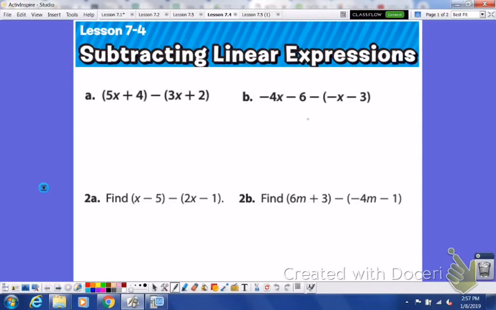Alright, lesson 4 is very similar to lesson 3, where we were adding linear expressions. Now we will be subtracting linear expressions. The only difference is that we have to distribute a negative first.